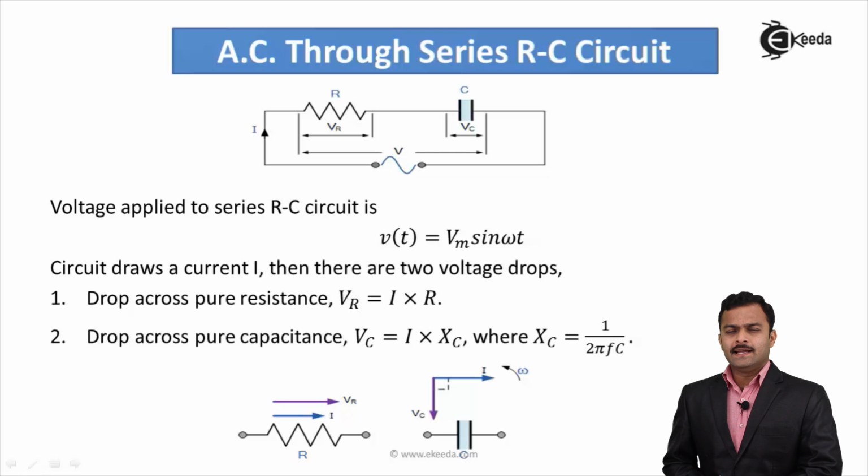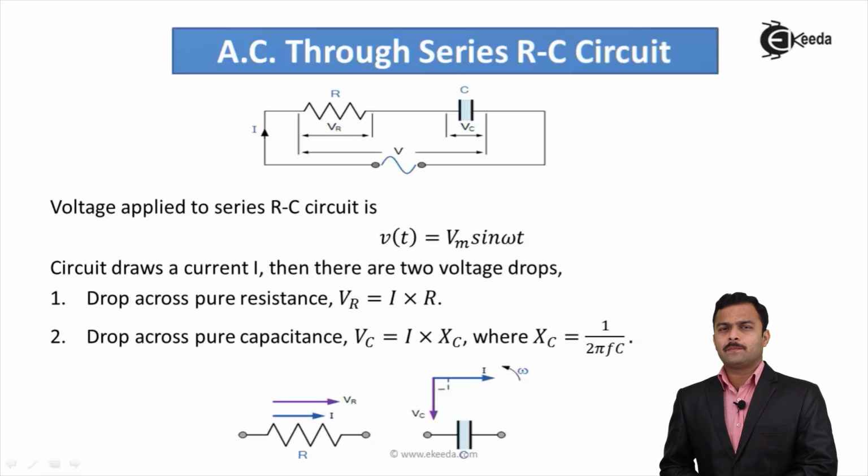Hi friends, in this video we are going to see the behavior of AC if it is passed through a series connection of a resistance and a capacitance. So I have a diagram where resistance R is connected in series with capacitor C and the whole circuit is connected across a sinusoidal AC voltage denoted as Vm sin omega t. This will give rise to a current I.